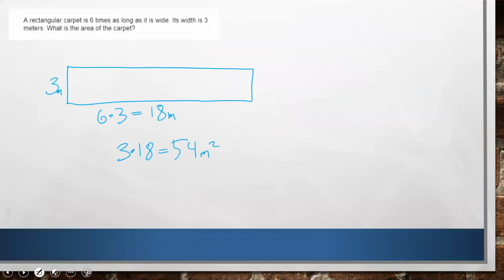That's all on the perimeter and area of rectangles.